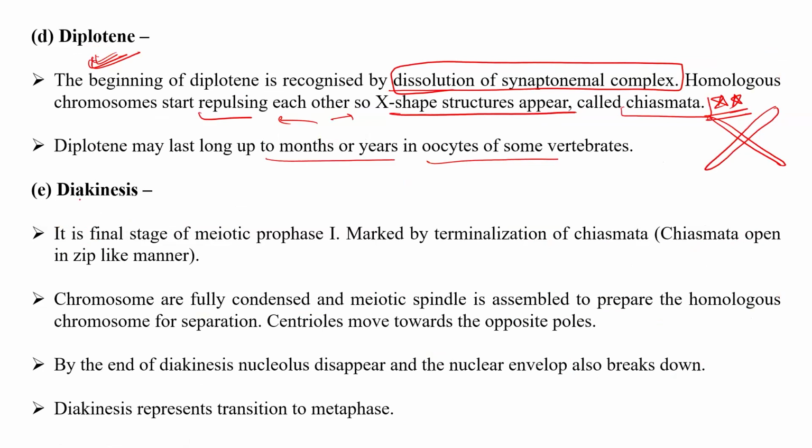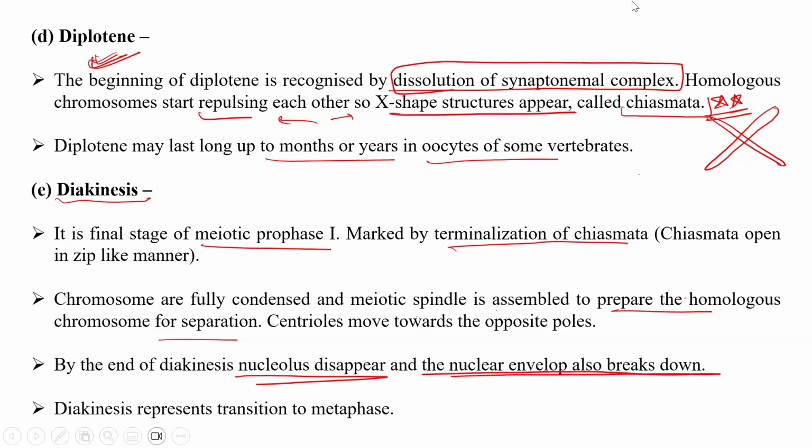The next stage is the diakinesis. So it is the final stage of meiotic prophase 1. It is marked by the terminalization of chiasmata. So chiasmata open in a zip-like manner and chromosomes are fully condensed and the meiotic spindle is assembled to prepare the homologous chromosomes for separation. Centrioles move towards the opposite poles. By the end of diakinesis, the nucleolus disappears and the nuclear envelope also breaks down.